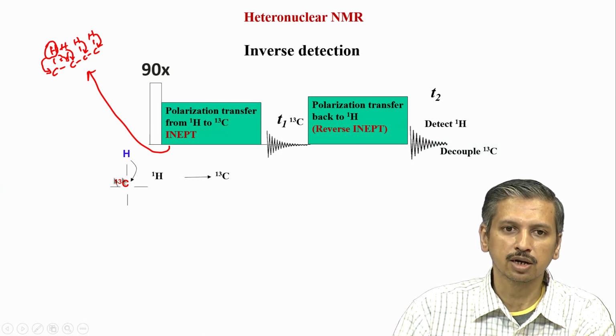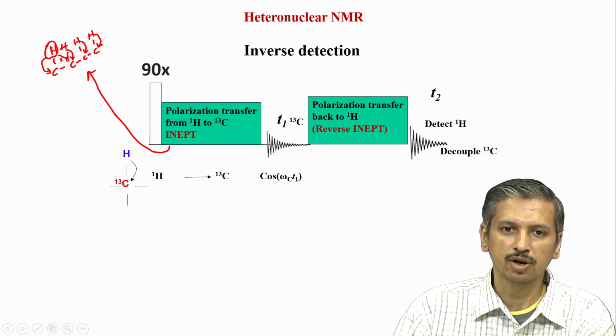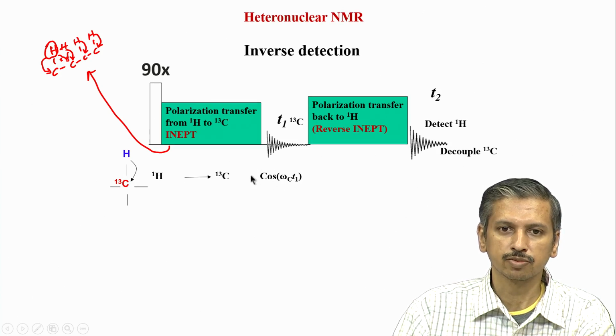Let us look at it a little bit in a mathematical way. We can see we have excited the proton, transferred to carbon, and carbon has now evolved with its chemical shift. So the proton has not evolved anywhere. During INEPT there is no evolution of proton with its chemical shift, whereas the carbon evolves. When the carbon evolves with its chemical shift, it is labeled, we use the word frequency labeling, and that is during this t1 evolution period.